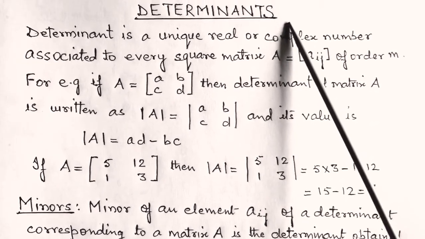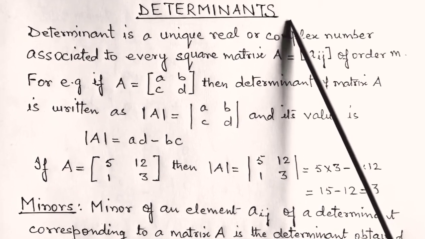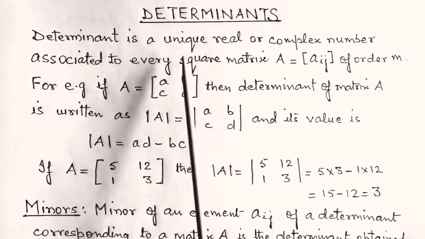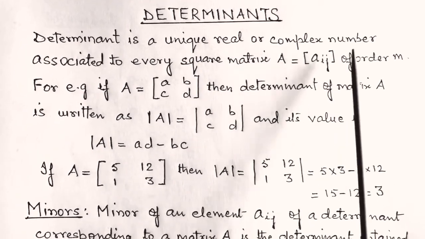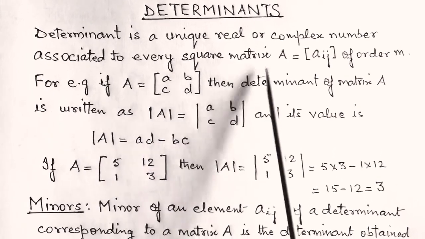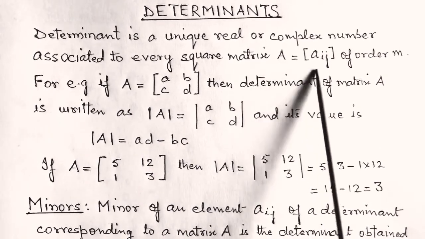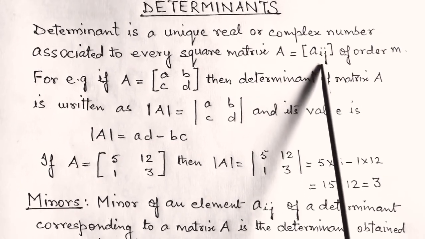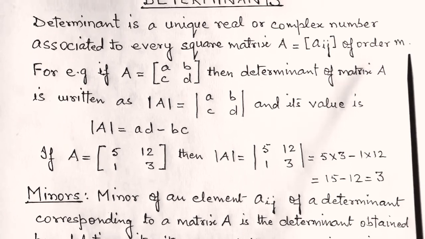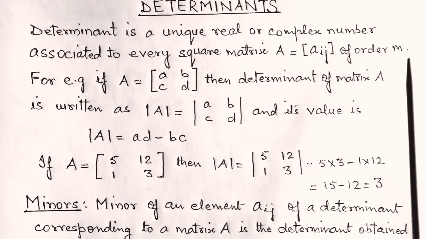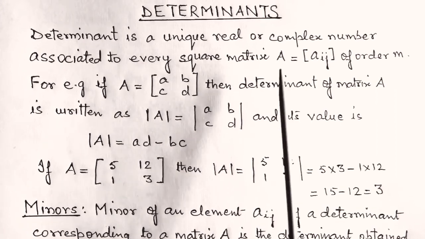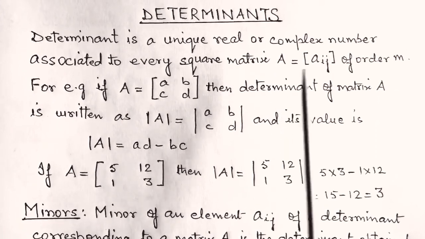Today I am starting with determinants for class 12. Now what is a determinant? Determinant is a unique, real or complex number associated to every square matrix. A is equal to matrix having elements Aij of order m. Right? Determinant is a unique, real or complex number associated with a square matrix. That means this determinant will exist for a square matrix only.